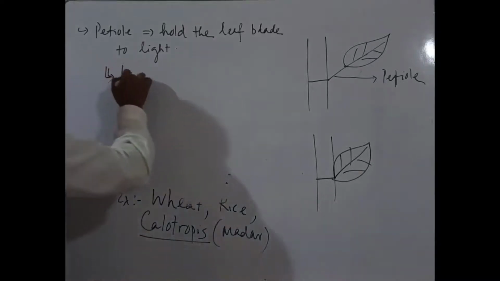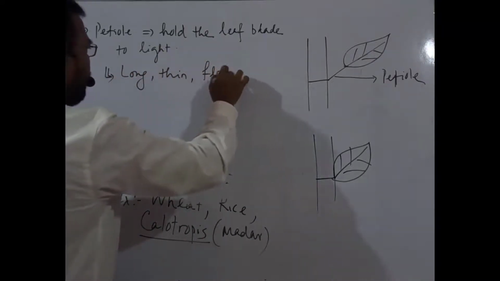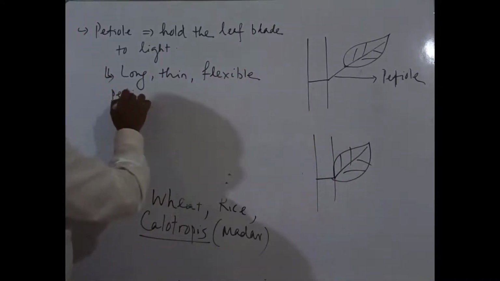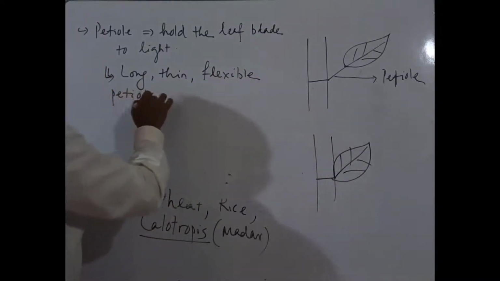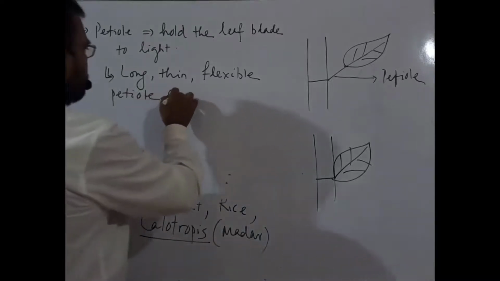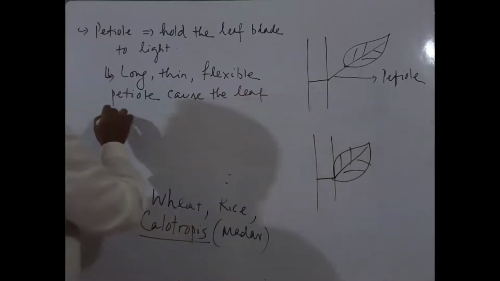NCERT line: long, thin, flexible. You can follow page number 70. Long, thin, flexible petiole causes leaf blades to flutter in wind.